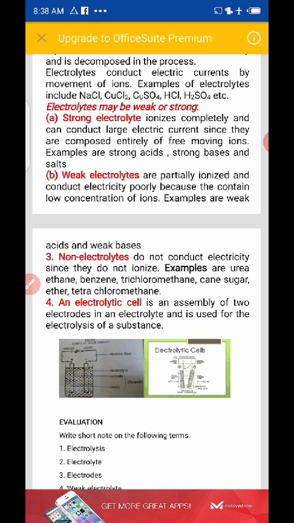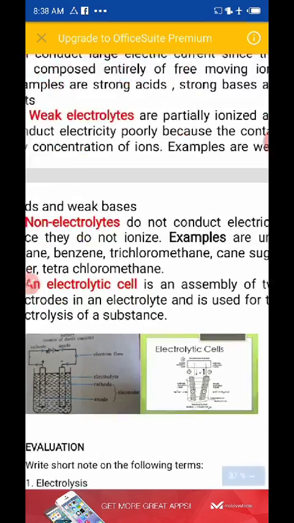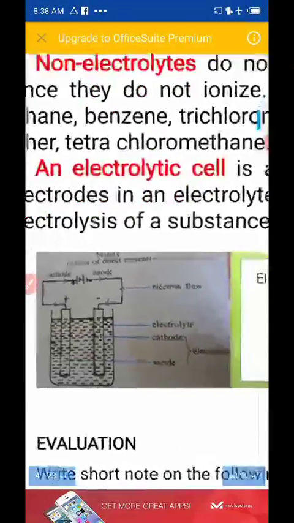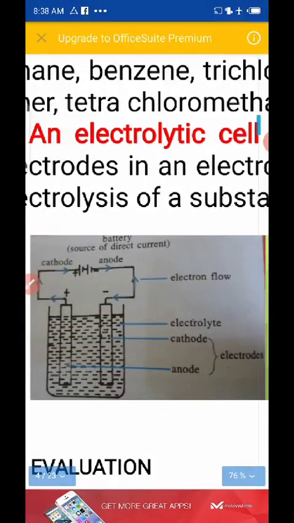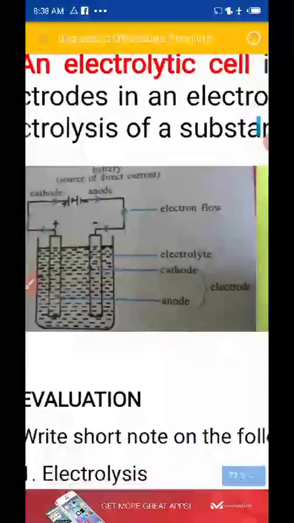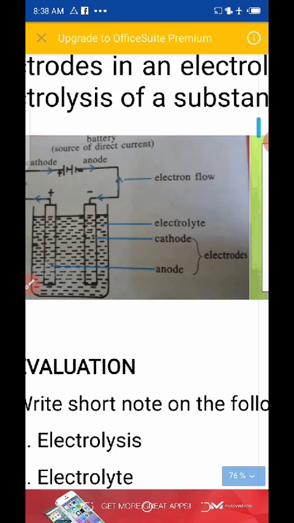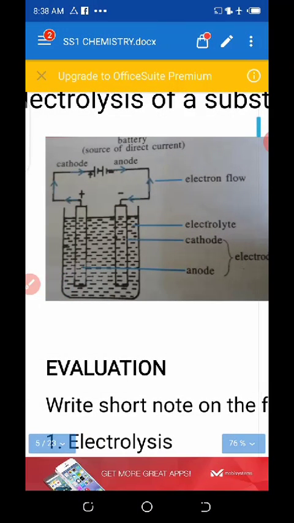Electrolytic cell. This is where we are going to. An electrolytic cell is an assembly of two electrodes in an electrolyte and is used for the electrolysis of substances. The diagram we are seeing here is a typical diagram of an electrolytic cell. Look at the cathode, the positive, the anode. You can see the two of them.